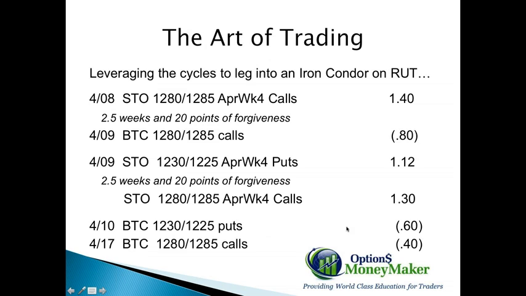The index had cycled back higher. We closed the puts. We gave back 60 cents and kept 52 cents as a profit. And then a week later, on the 17th of April, we bought to close the 1280, 1285 calls. We paid back 40 cents, so we kept the 90 cents as a profit.